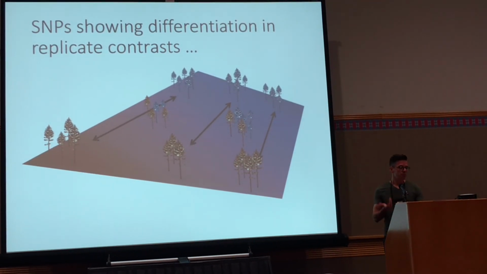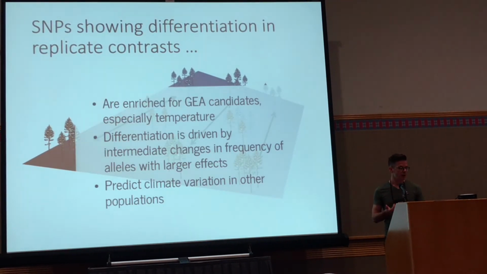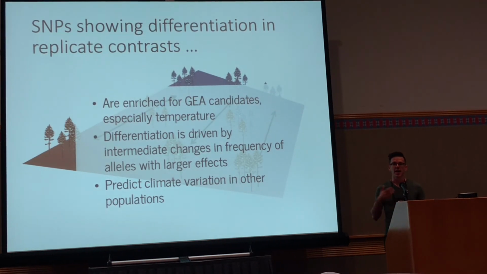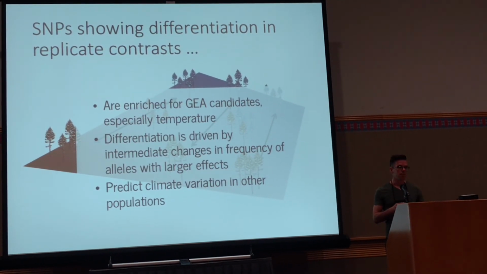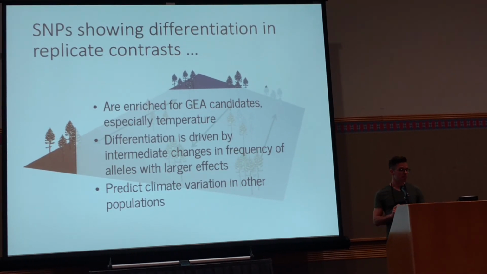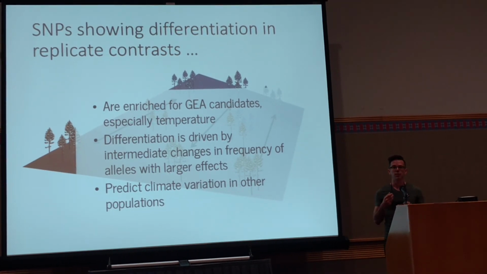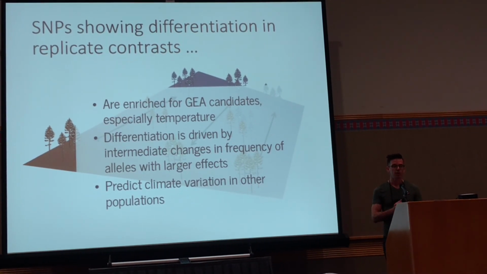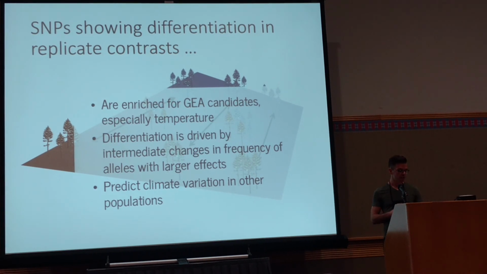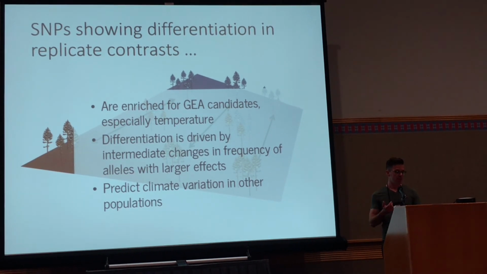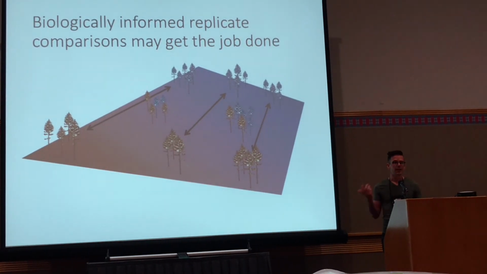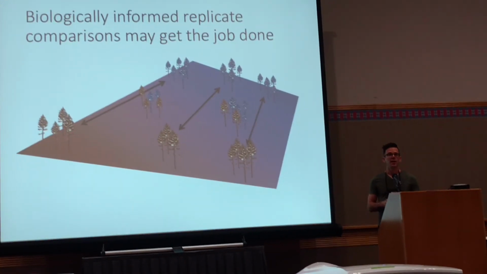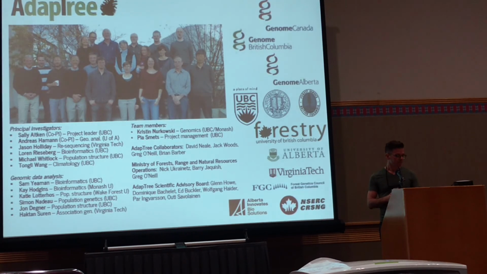So in general, SNPs showing differentiation in these replicate contrasts are enriched for GEA candidates in an independent test, particularly things associated with temperature. Differentiation is driven by really just intermediate changes in frequency of alleles with larger effects, and they predict climate variation in other populations. So that suggests that these biologically informed replicate comparisons can get the job done.